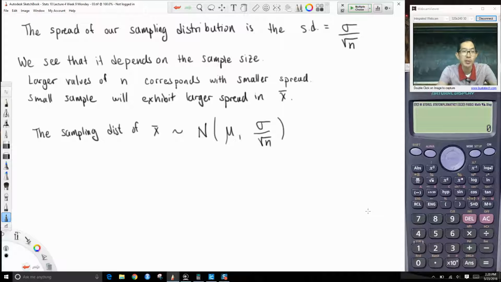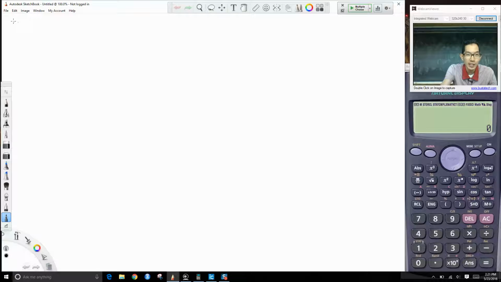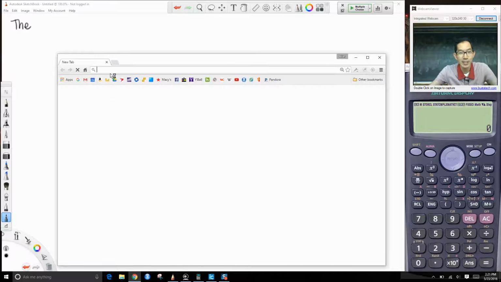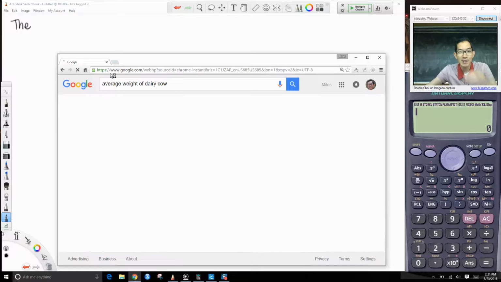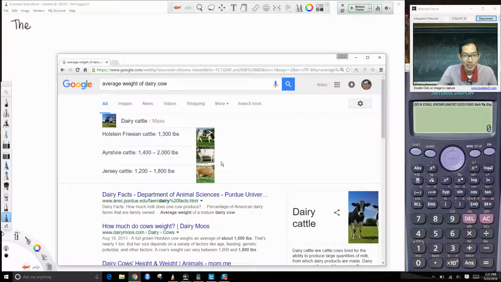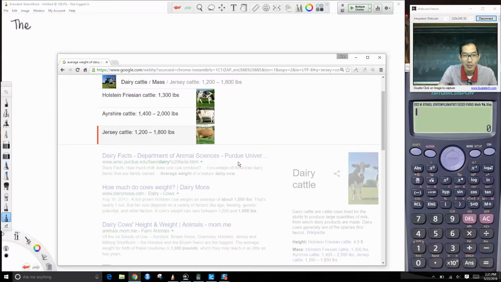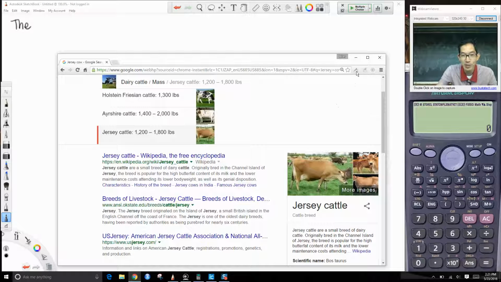We'll make a clicker problem and make sure we got this down. So I just looked this up. Average weight of a dairy cow. I was just curious. I decided to go with Jersey cattle, but I don't really know. Apparently, there's all sorts of different dairy cows. I don't know too much about these.